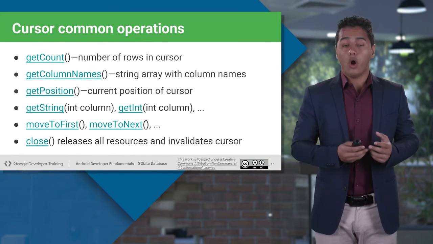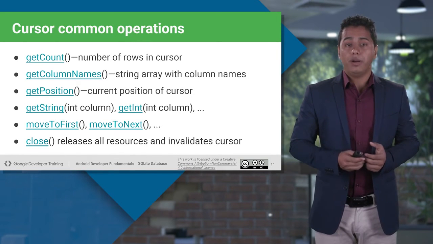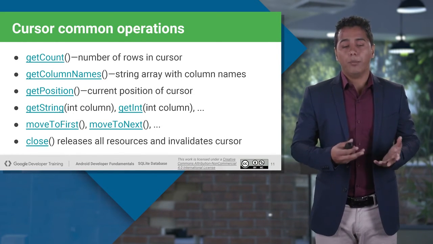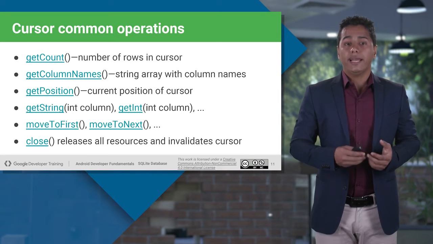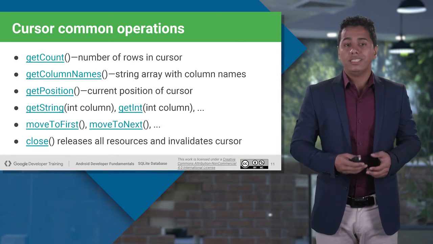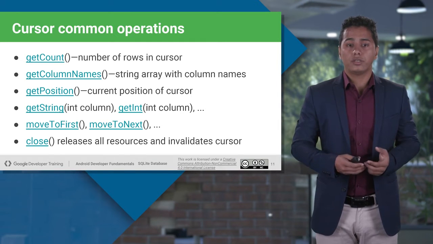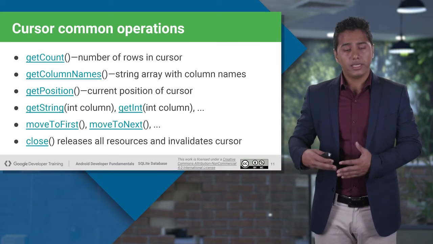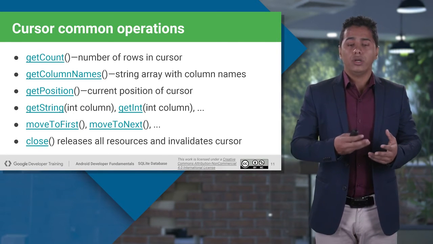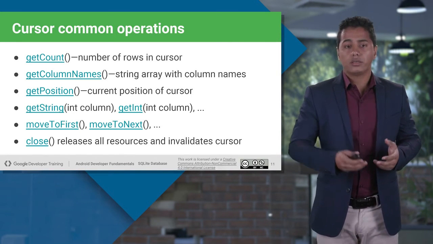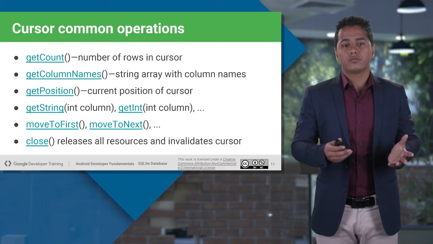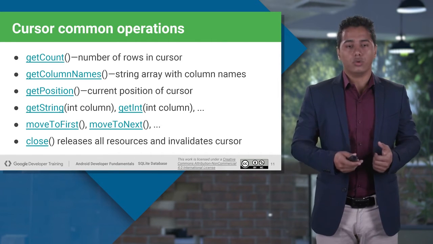There are some common operations which you can implement on a Cursor, like getCount to get the number of rows in a cursor, and getColumnNames, which gives you a string array with the column names. getPosition will give you the position of the cursor. moveToFirst and moveToNext are used to iterate through the cursor. And close will release all the resources which the cursor was using.